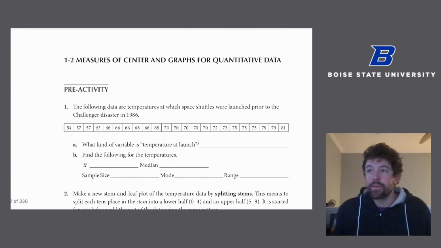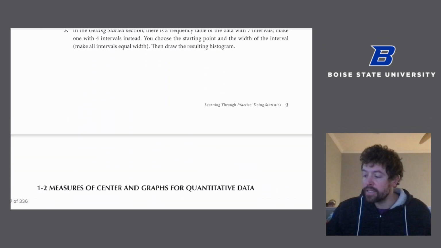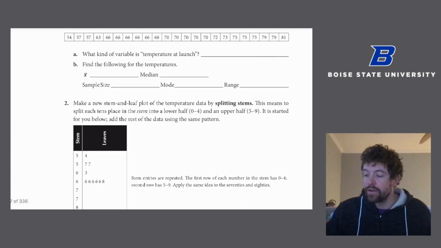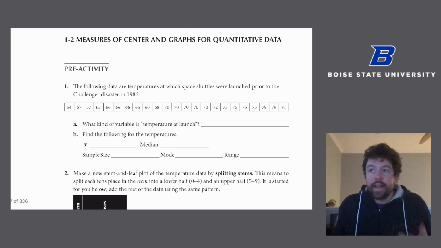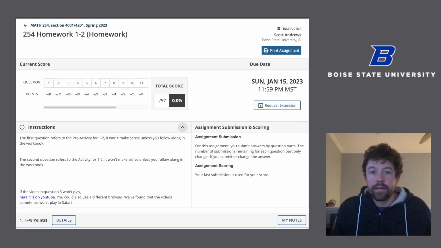The next part of the workbook is this pre-activity, and there are 2 ways to approach this. One option is just to do the pre-activity. It's self-contained in the workbook, so you could do this whole page of the workbook. And then you could go into WebAssign. So here I'm in the 254 homework 1.2. And if you read the instructions, which I always recommend doing, the first question refers to the pre-activity for 1.2.